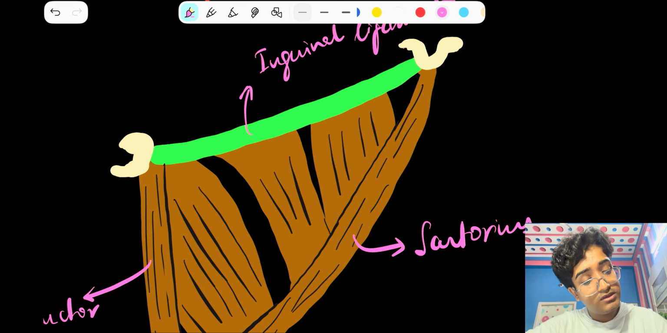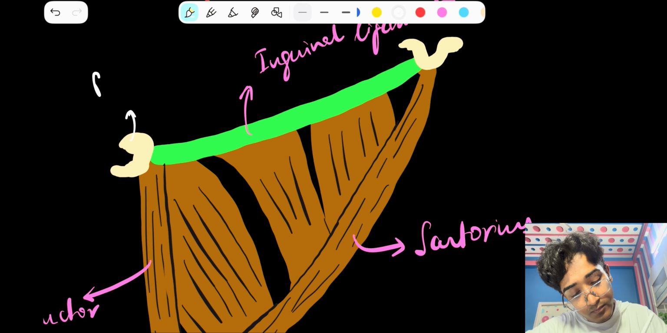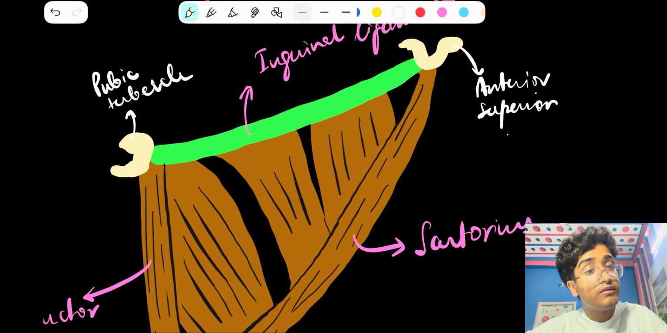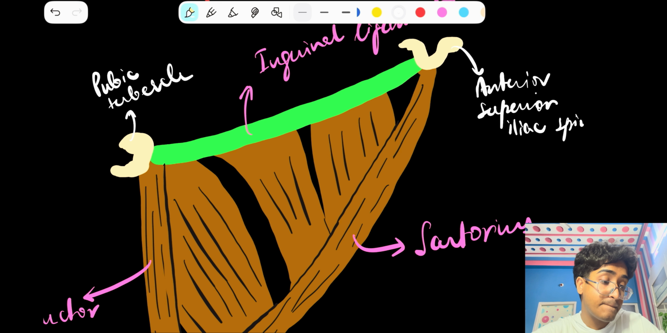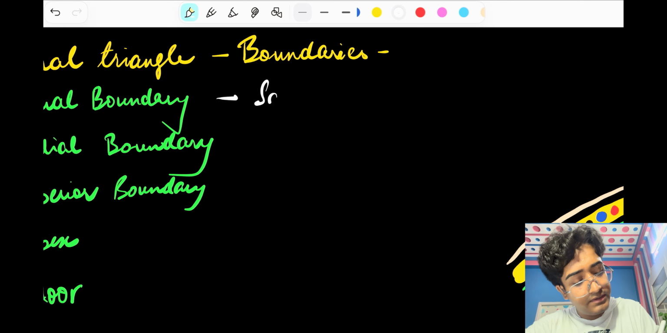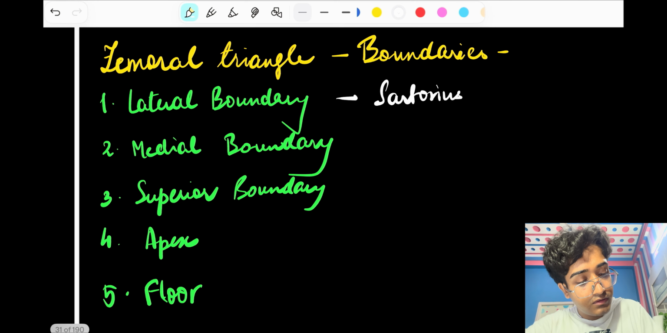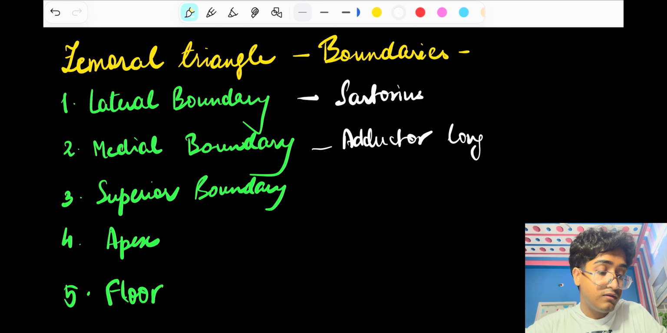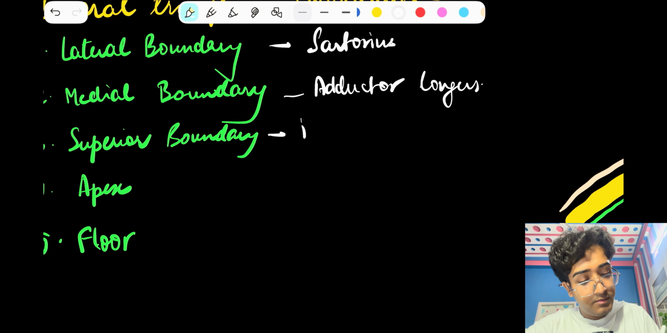This inguinal ligament, do you know what is the extent of the inguinal ligament? Medially it is attached to the pubic tubercle, and laterally it is attached to the anterior superior iliac spine. So let's study it in detail. Lateral boundary, as you know, sartorius. Medial boundary, again, adductor longus. Superior boundary, inguinal ligament.